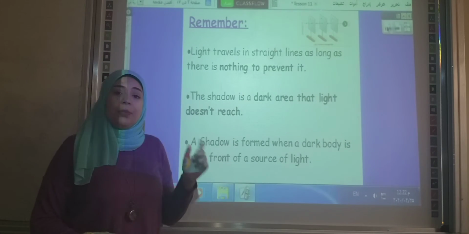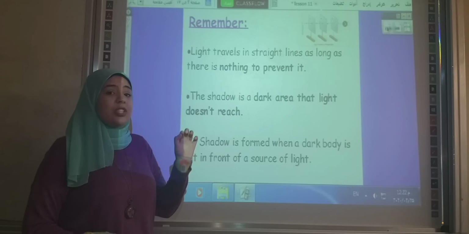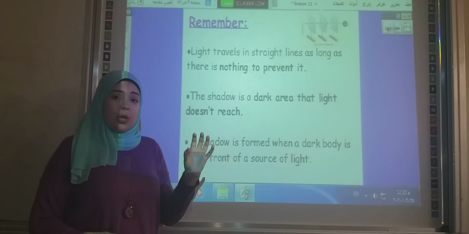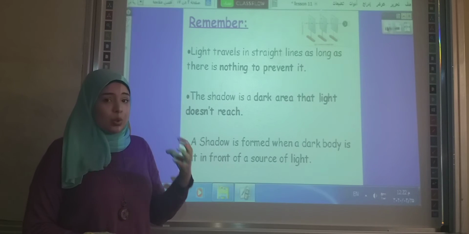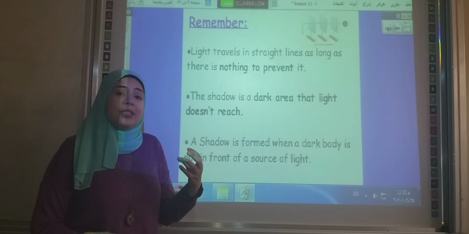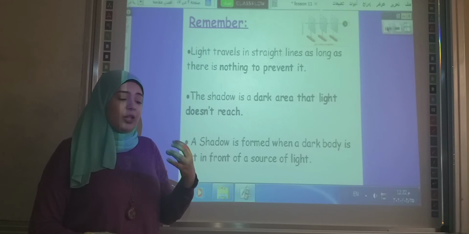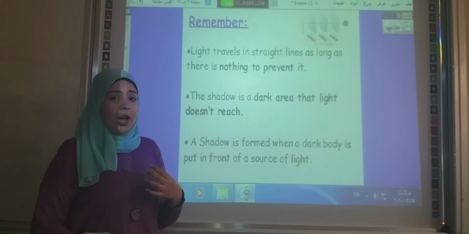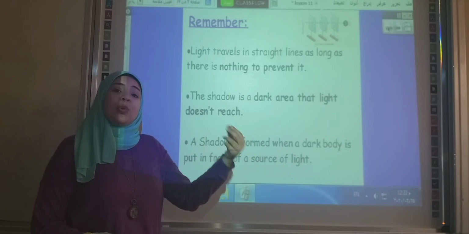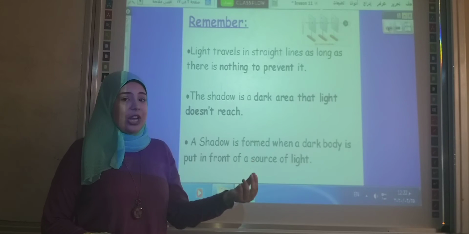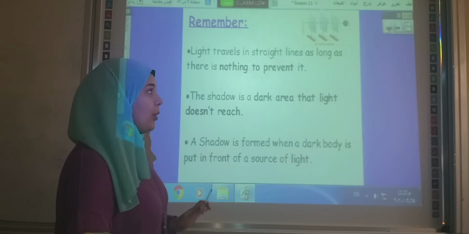Okay, also remember that light travels in a straight line, right? And when anybody is in front of a source of light, it blocks the light, or prevents the sunlight from reaching the other side, forming a dark area. We call this area what? Yes, we call this area a shadow. Excellent. You studied it in Primary 5.